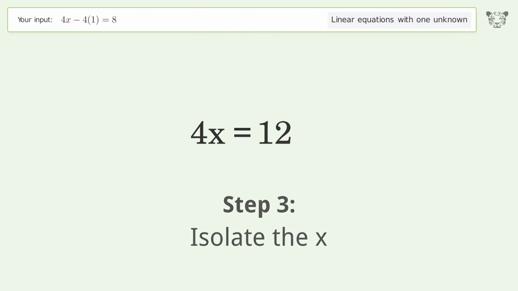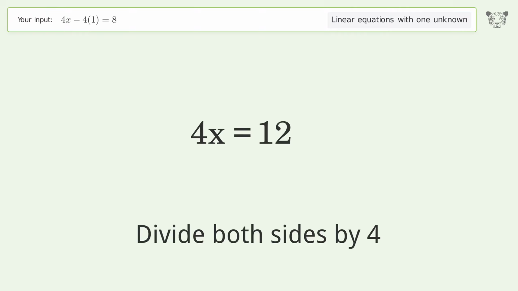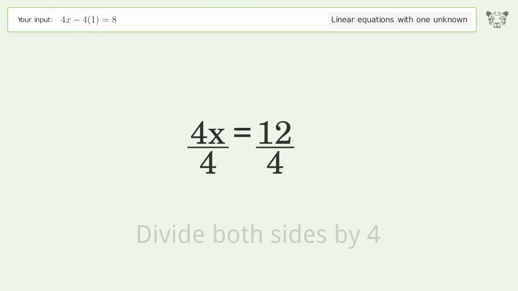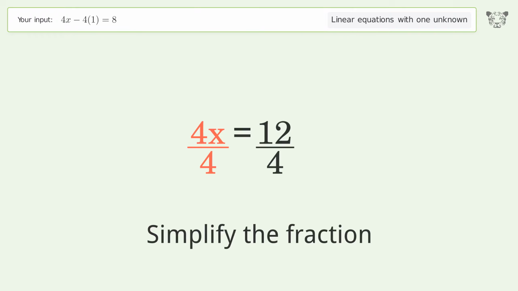Isolate the x. Divide both sides by 4. Simplify the fraction.